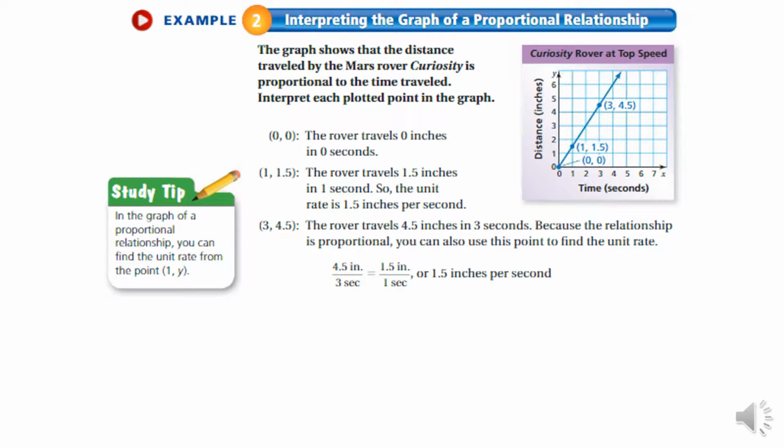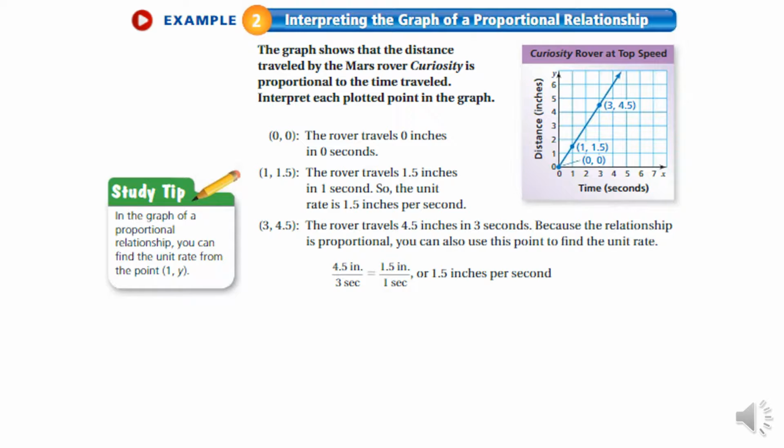Here in example 2, they're asking us to interpret the graph of the proportional relationship shown. The graph shows that the distance traveled by the Mars rover Curiosity is proportional to the time traveled. Interpret each plotted point in the graph. So take a look at the graph in the purple shaded area there.